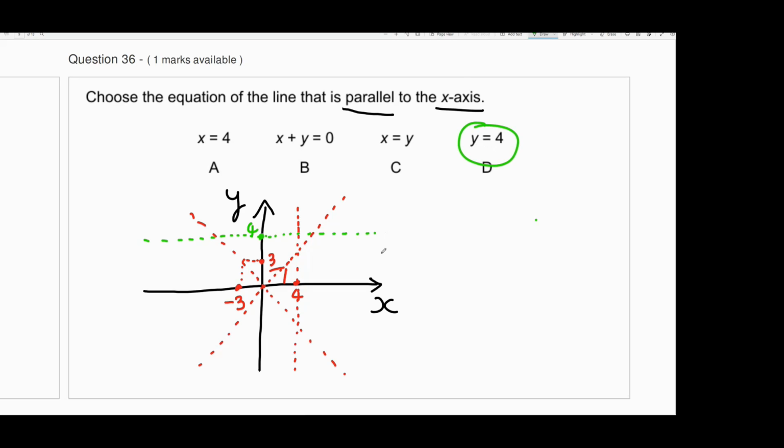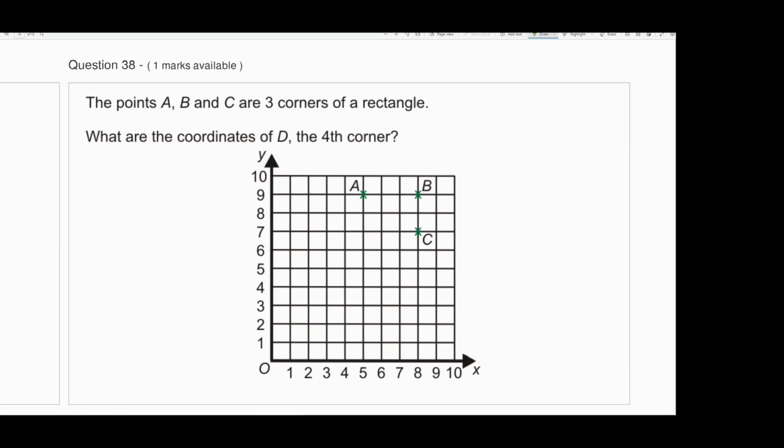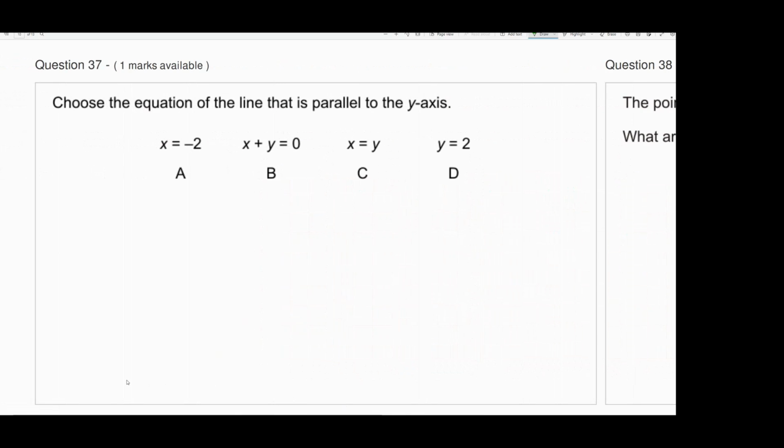Fantastic. Right, so we're really close to the end of this paper, actually. There's just a bit of geometry now at the end. So 37, choose the equation of the line that is parallel to the y-axis. So I'll cross these off. It's not those two. Have a think about what we just did now. Can you see which of those two lines, A or D, is parallel to the y-axis? So don't rush it. Maybe draw a picture first.